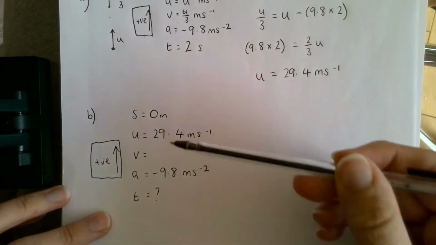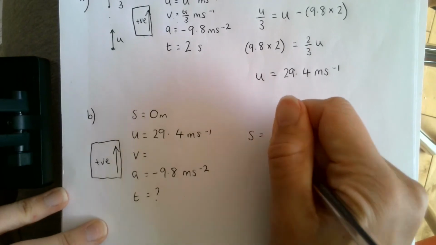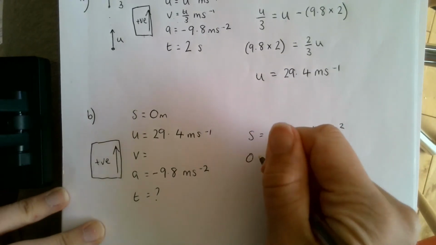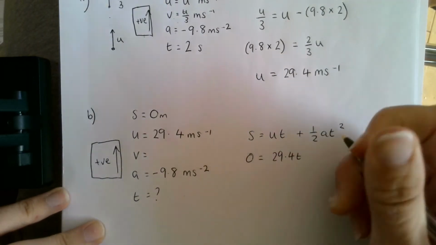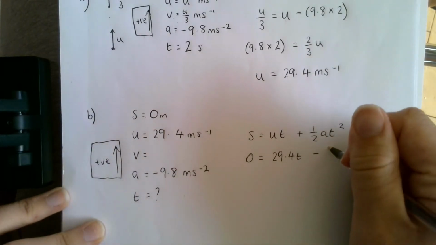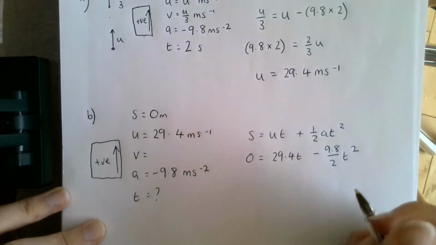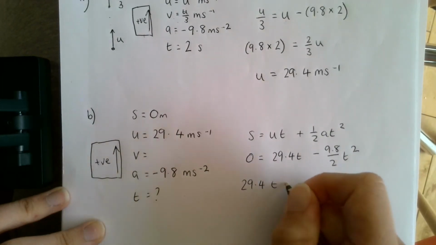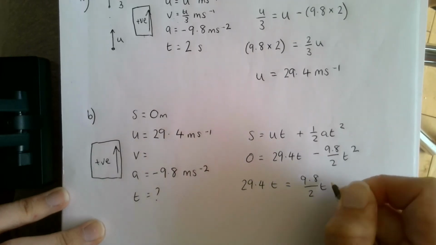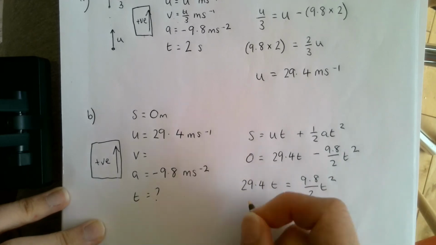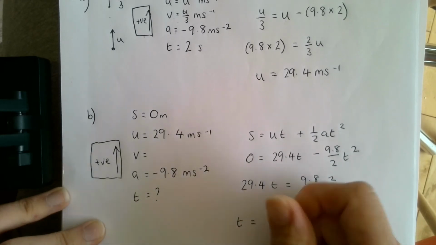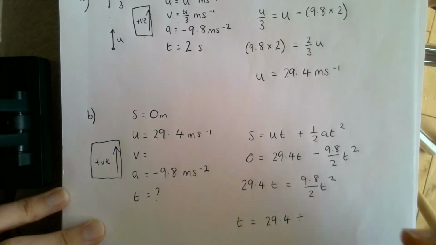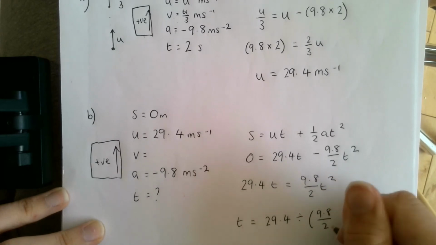So I'm looking for time, and I've got s, u, and a, so I'm going to use s equals ut plus 1/2 at squared. Now I know s is 0, so I've got 0 equals 29.4t plus 1/2, but negative because it's minus 9.8, t squared. If I rearrange for that, I will get 29.4t is equal to 9.8 over 2 t squared. And then I can say t is going to be equal to 29.4 divided by 9.8 over 2.